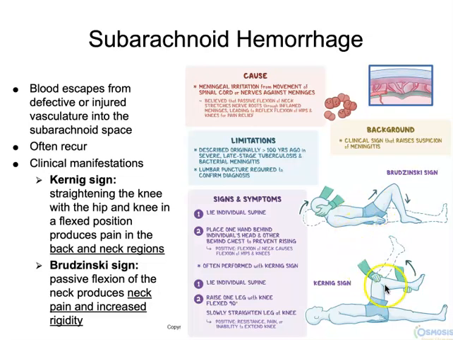And this is typically performed with our Kernig sign, which is when we have the individual supine again, and then we're going to have them flexed at the hip and at the knee, kind of making a 90-degree angle. And then we're going to slowly start to straighten that leg at the knee. And if there is pain or resistance or an inability to extend that knee, then we are going to see it as a hallmark sign of subarachnoid hemorrhage, indicating for us that there is some type of meningeal irritation.